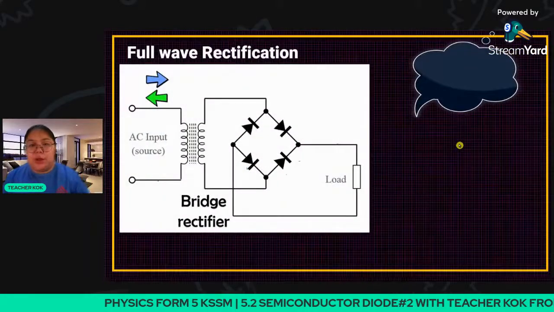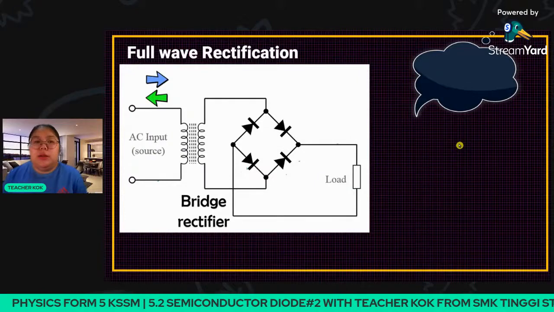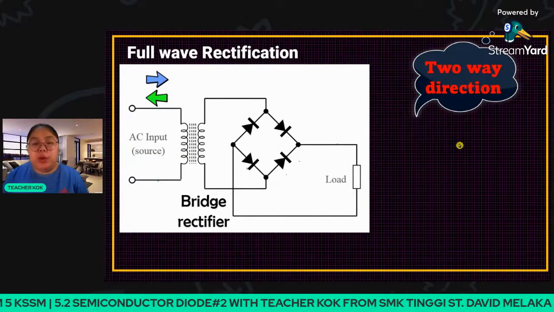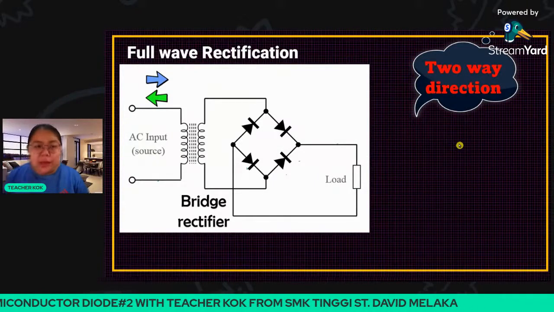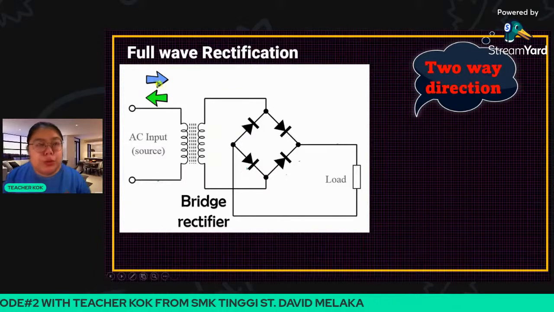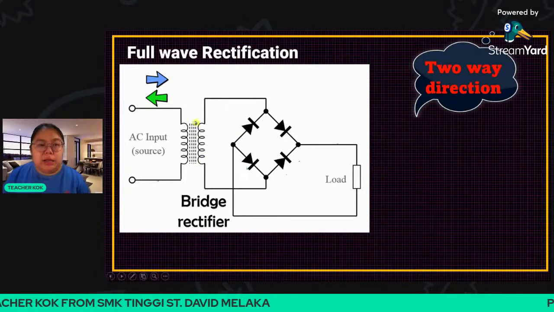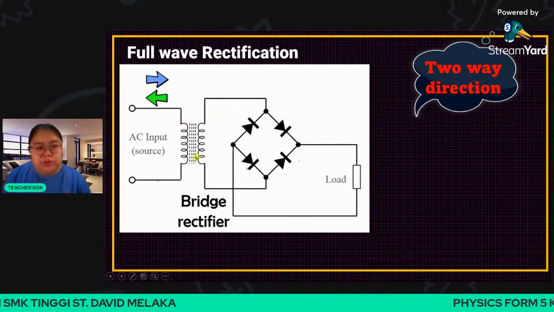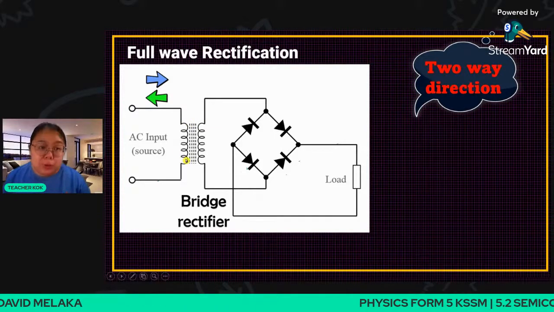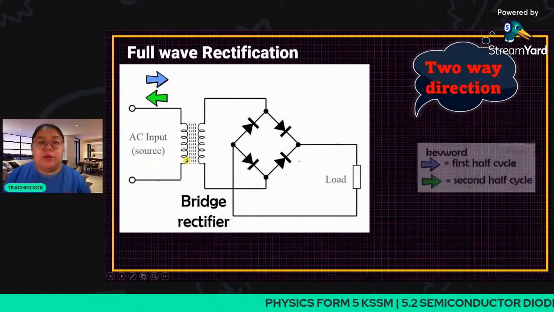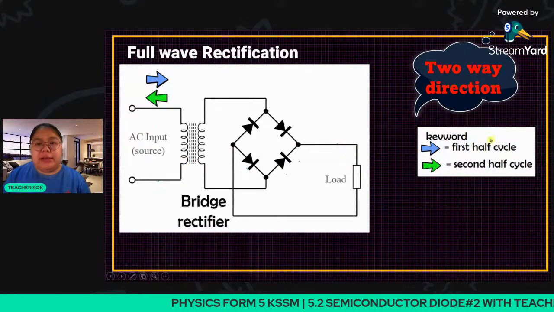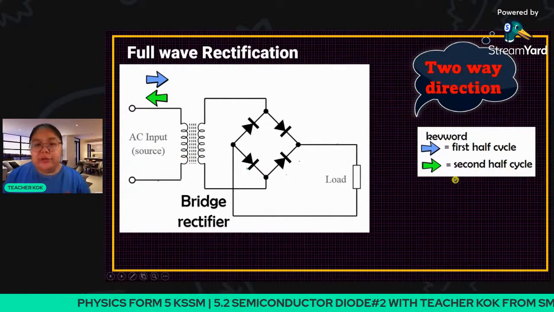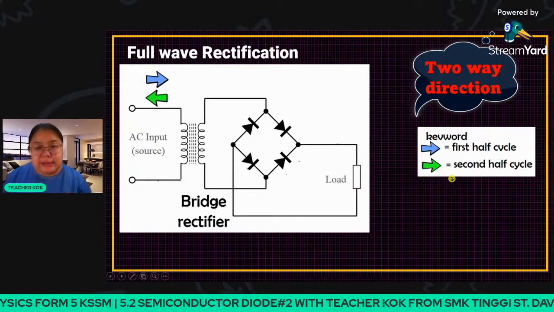We go to draw one by one. This one is the two-wave direction. Two-wave. So we go to the blue color first. In the blue color, they are using a transformer. A transformer can also be one of the power supplies. So from here, the first cycle is the blue color. The green color is the second half cycle.